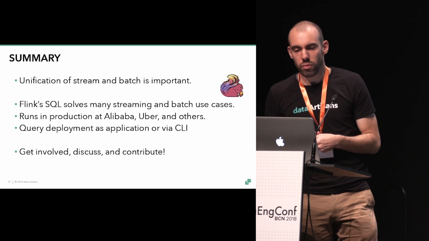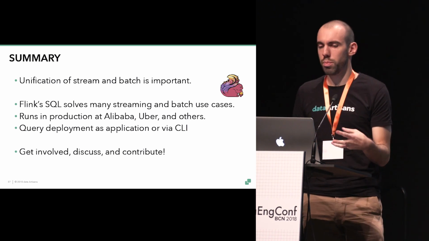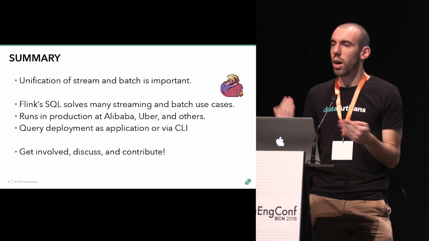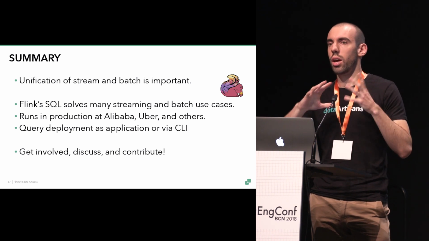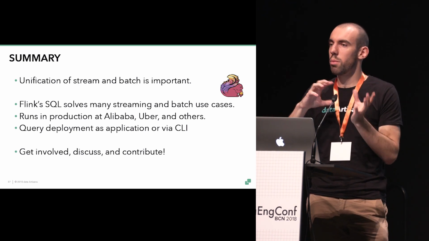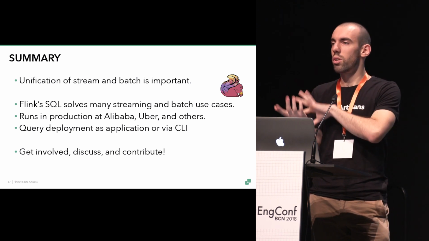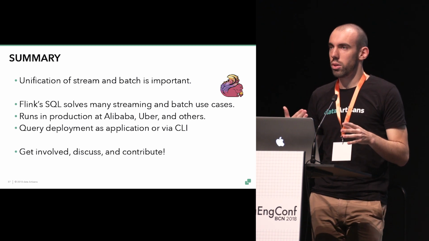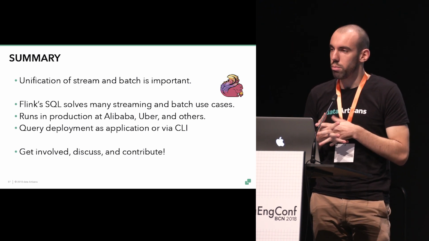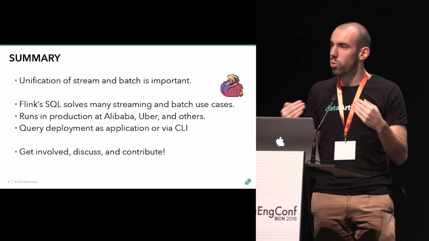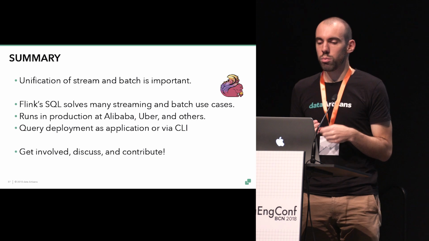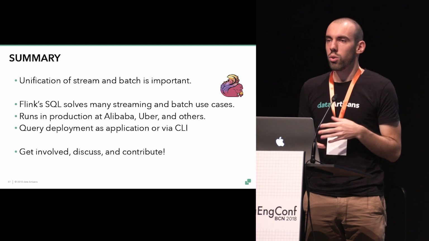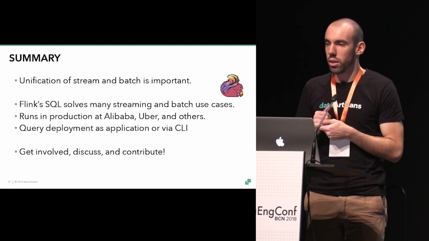So as a summary, this whole unification of batch and streaming is important because it makes architectures easier, and it also allows you to have the same logic for both types of queries, so for both historical queries and also for future running, long-running queries. Flink SQL already solves many streaming and batch use cases, and we are still improving to make the whole thing even more useful. It's already proven at scale at Alibaba, at Uber. Also, Huawei is using Flink SQL in their cloud offering.